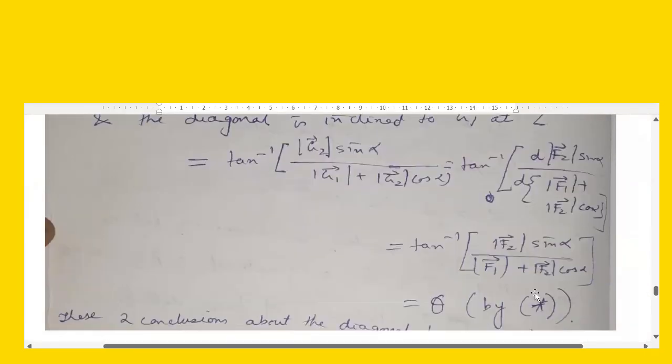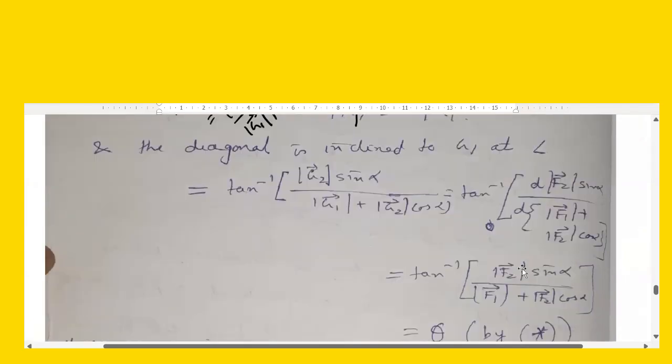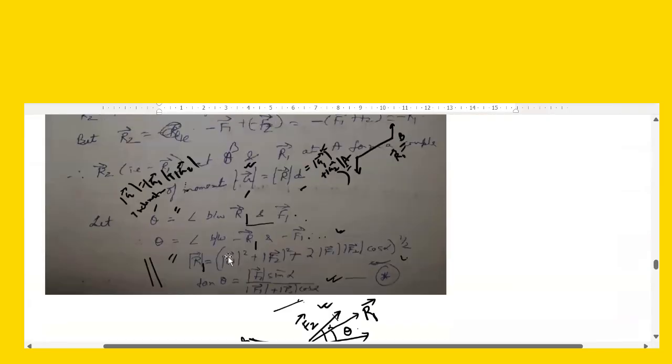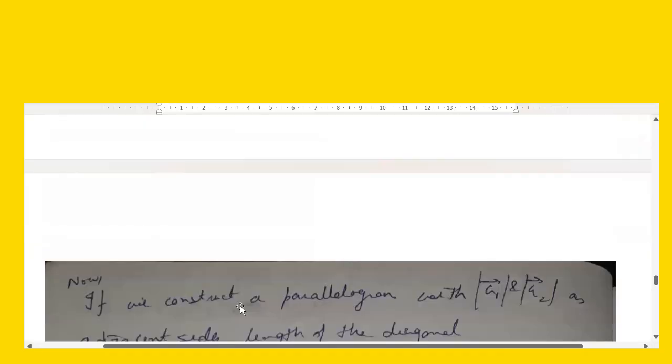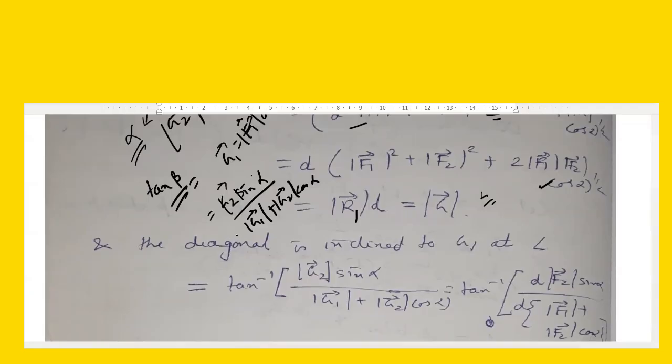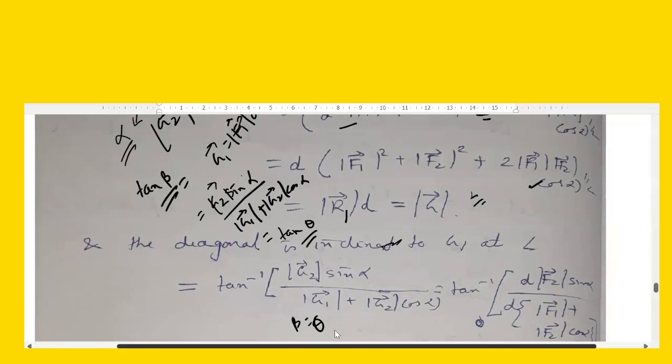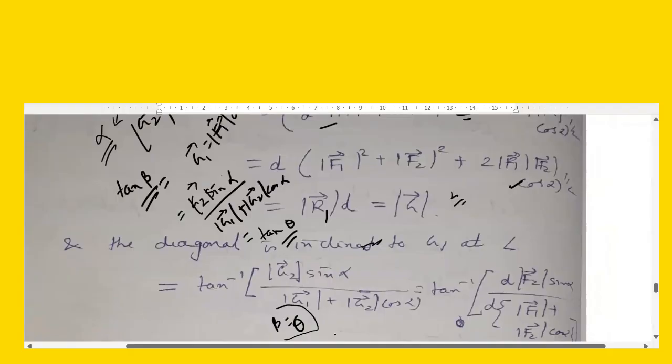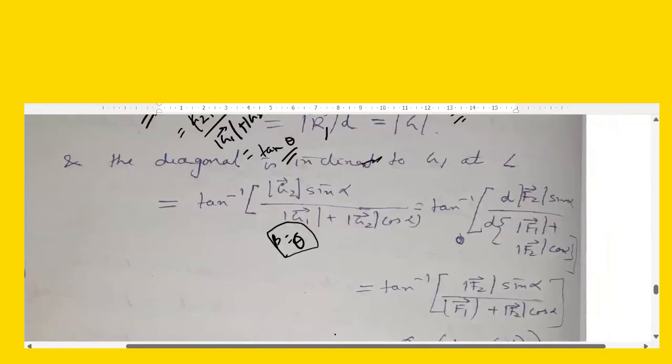Ultimately you will get this thing. But what is this thing? This is nothing but tan theta. Before beginning this, we have already calculated it here, tan theta. So tan beta, which we started with, is equal to tan theta. So theta equals this. So the angle between G and G1 is equal to the angle between F1 and the resultant R1. This proves the inclination is also the same.